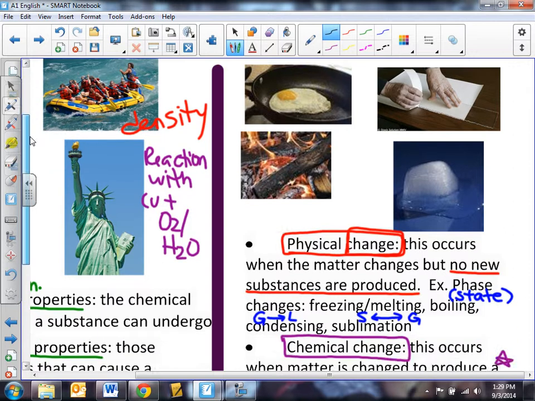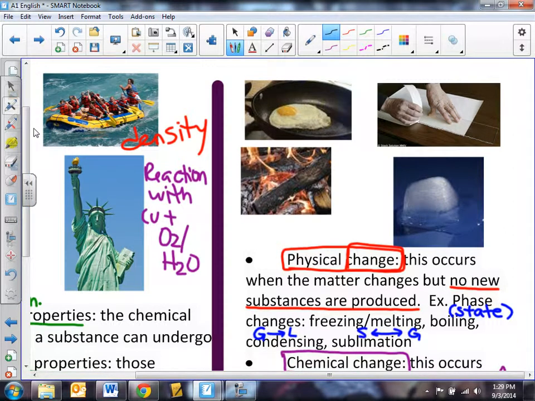I've got 4 pictures up here, and I'd like you to take a second and think, do these represent physical or chemical changes? I have an egg frying on the top, I have a person ripping a piece of paper, I have a campfire, and I have an ice cube in a puddle of water. So we'll start with the egg frying.